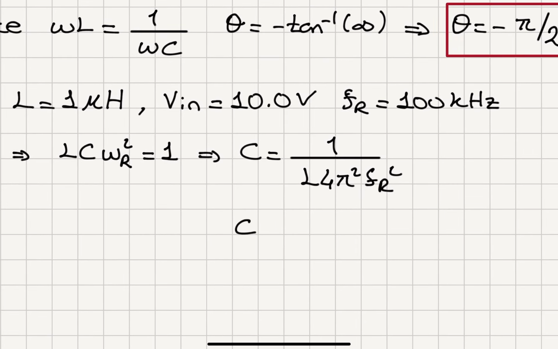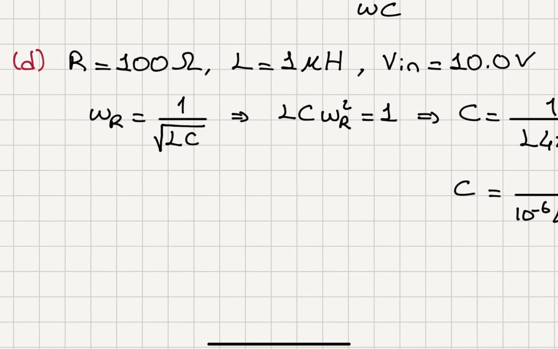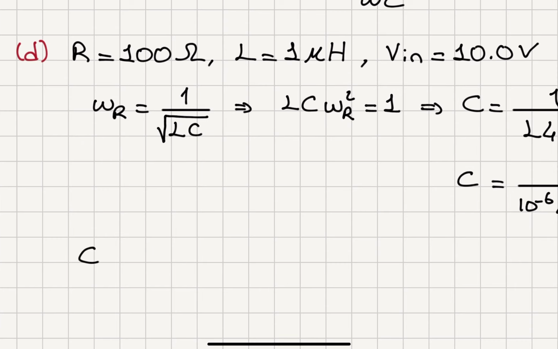If we substitute the values for the inductance, 10 to minus 6 Henry, 4 pi square, resonance frequency 100 kilohertz, 10 to 3 parentheses squared. So this gives us the final answer for the capacitance to be 2.53 microfarads.